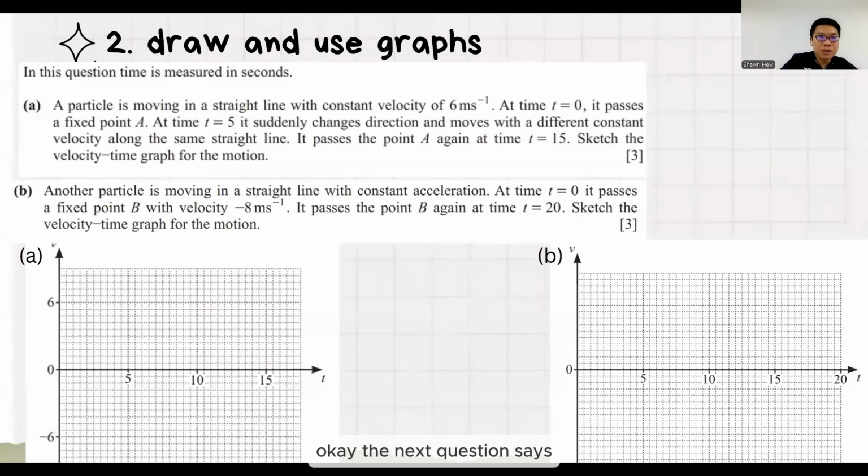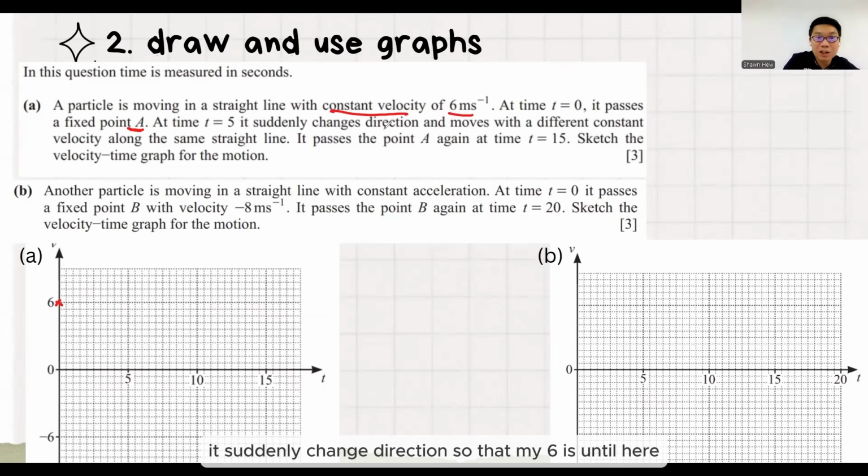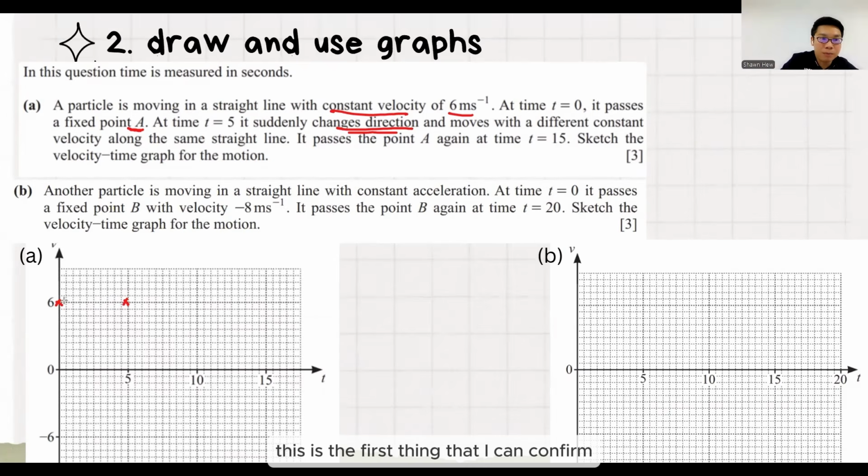Okay, the next question says a particle is moving in a straight line at a constant velocity 6. So we know that it starts from here, and at time t equals 0, it passes through a fixed point A. At time 5, it suddenly changes direction. So my 6 is until here. This is the first thing that I can confirm. Changing direction means that the v will become a negative v.